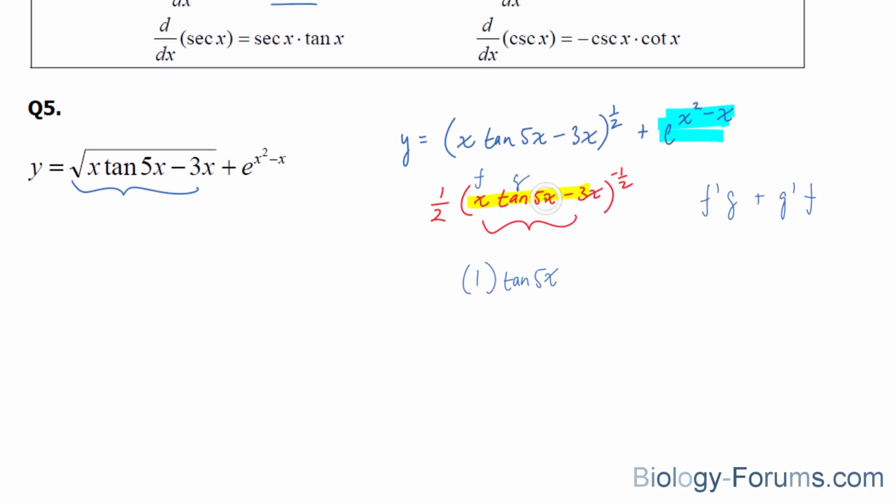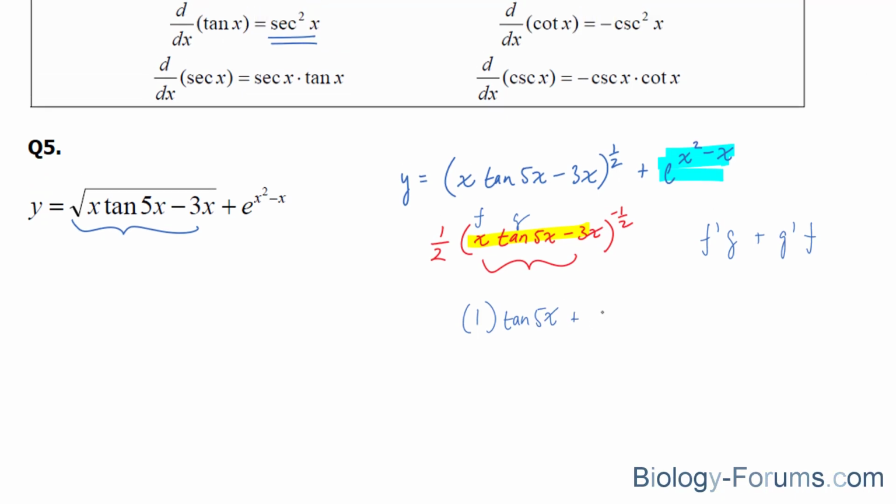Now we will differentiate tangent 5x, which we know is equal to, according to this, secant squared 5x. And then differentiate the 5x, gives us 5. And you leave the x the way it is. Similarly, we will also differentiate this term, which is equal to negative 3. Now let's put this all together. Now remember, I was only focusing on this. So we have 1 over 2, that. And I'm going to simplify this. And if I simplify that, it should look like this.